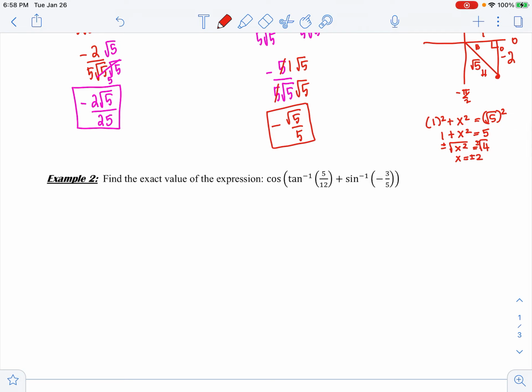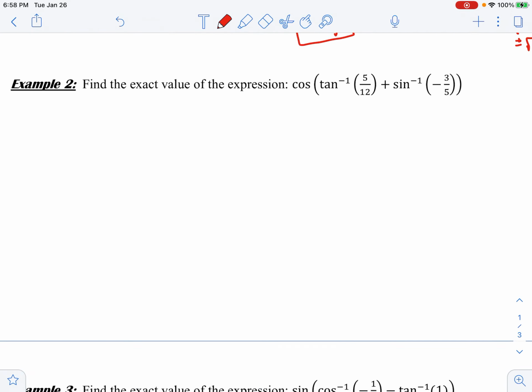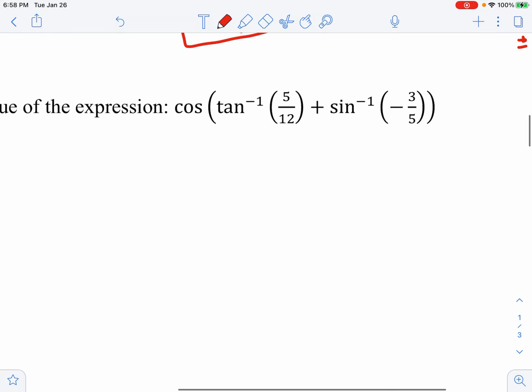You should be able to catch on from what we've been doing now. Example 2: find the exact value of this. I look at this and think, wow, if you showed this to an adult who's not in high school, not a math major, they'd say, what the heck is that? So what I want you to realize is this right here, tangent inverse of 5/12.